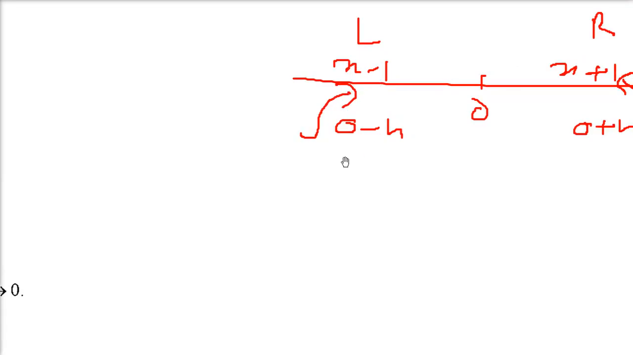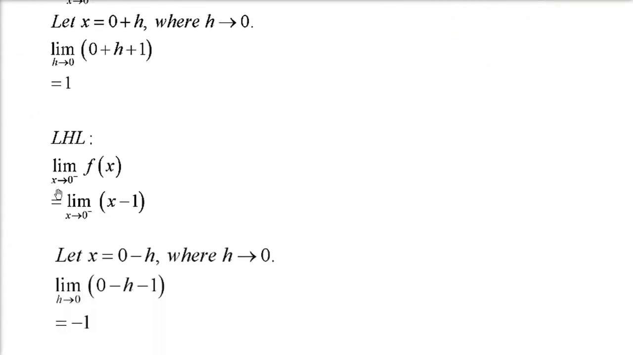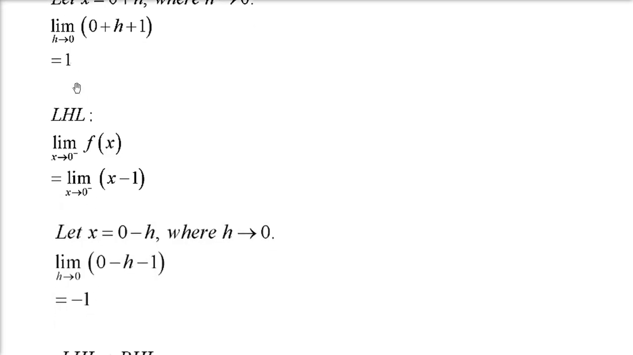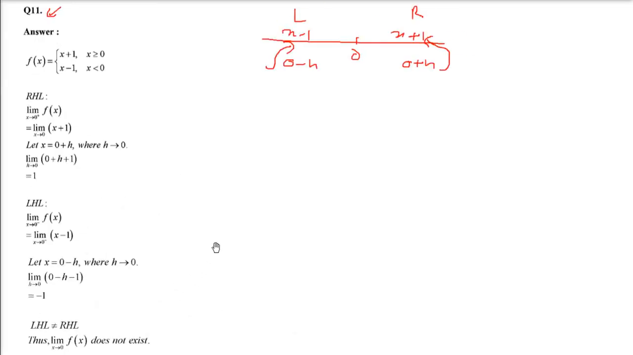On the left hand side, we have to put x minus 1, and in place of x you are going to put 0 minus h. So 0 minus h minus 1. Of course, h is 0, so you get minus 1. So we have left hand limit not equal to right hand limit. That means the limit does not exist.